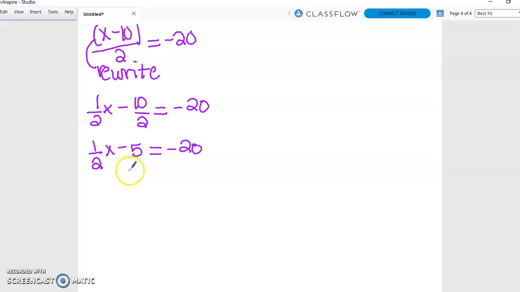So now what we're going to do is add 5 to both sides. And we're adding because this 5 here is already negative. Remember that we have to do the opposite to get rid of it, right? Because we want to get this 1/2 x on this side by itself. So once we get rid of these, we come over to this side of the equal sign, and now we have negative 20 plus 5, and that gives us a negative 15.